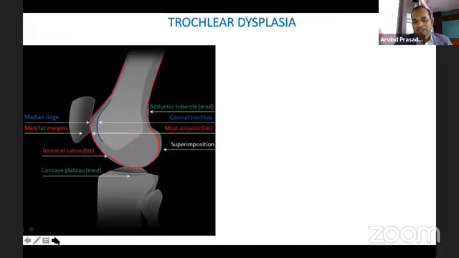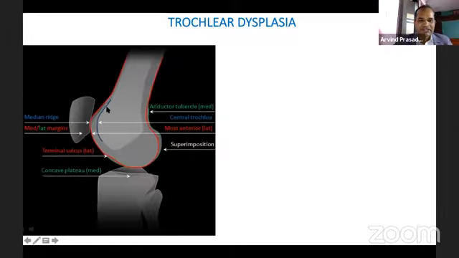In the lateral view, we also appreciate the trochlear dysplasia at the same time. So this is the standard lateral view of the knee joint. This blue line is for the central trochlea, this red line is the medial condyle of the femur, and the green one is the lateral condyle of the femur.